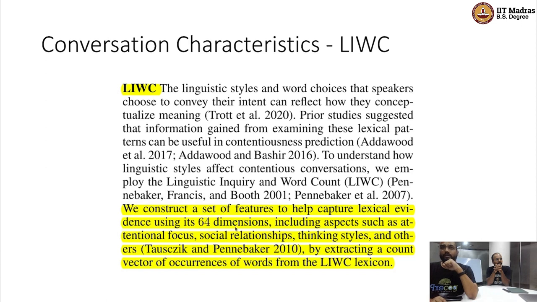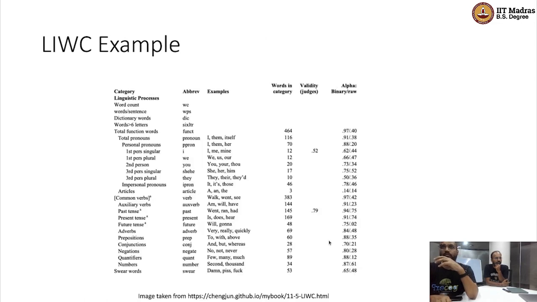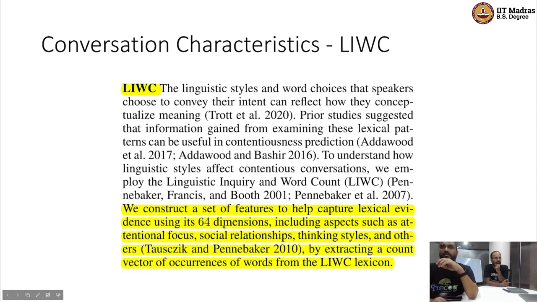They create a 64 dimension vector which are basically talking about aspects like what was the attentional focus, what were the social relationships, what were the thinking styles, and others. All of these 64 dimensions are computed using this tool called LIWC. LIWC is basically a tool which keeps a dictionary of, okay, if this word is there, then it means that it is talking about a social relationship. If this word is there, it is talking about thinking styles, right? And based on those word counts, it will give you a score for each of these categories. So this is just an example, but you can see that it gives scores for a huge number of categories, out of which the authors select 64 of those categories and take that score as a feature.